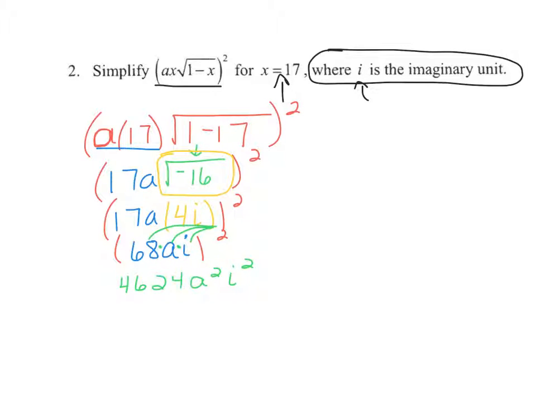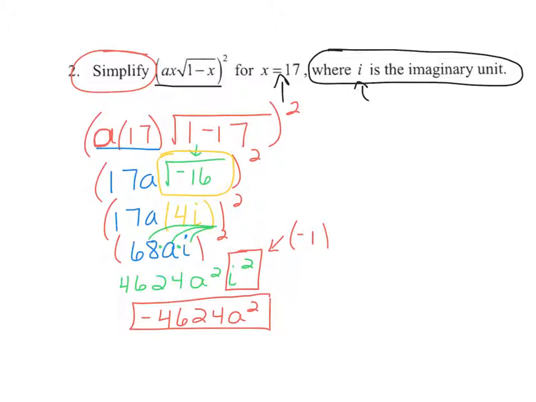I see i squared. Whenever I see i squared, I need to simplify that because it's equal to negative 1. So I'm multiplying this all by negative 1, giving me negative 4,624a squared. That's completely simplified, which is what the directions asked me to do. So that is my final answer.